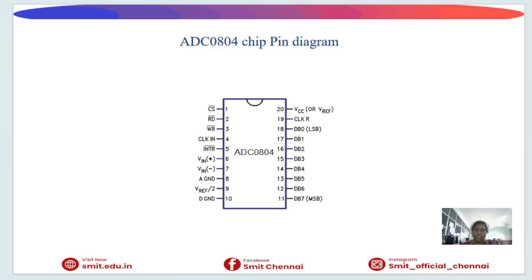This is the pin diagram of the ADC 0804. The important pins: VIN is the analog input, up to 5 volts, and D0 to D7 are the digital output. CS is the chip select, which chip we have to select. WR is the start conversion, RD is the read data, and INTR is the conversion complete signal. The clock in and clock out are the clock pins, and VCC and ground are the power supply.